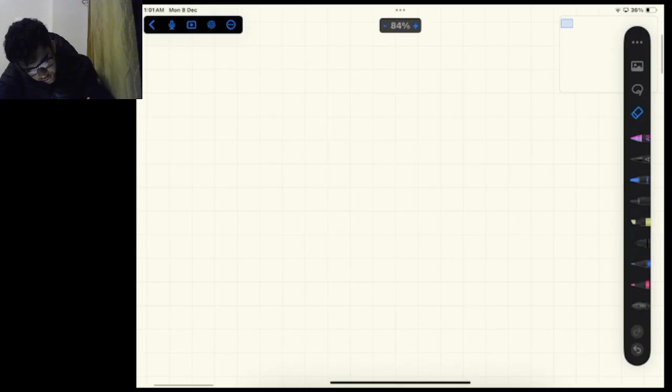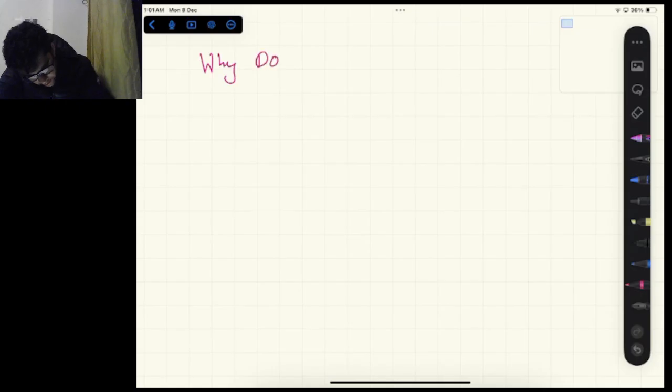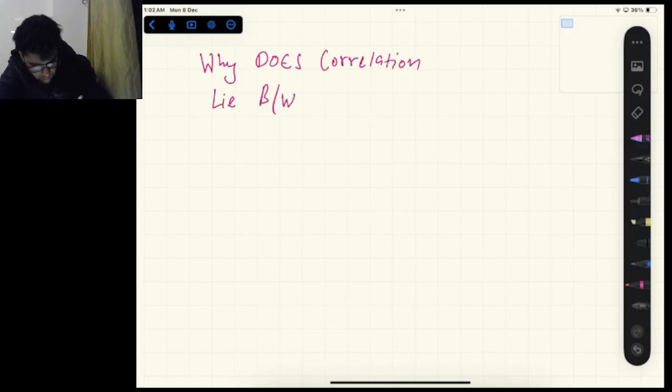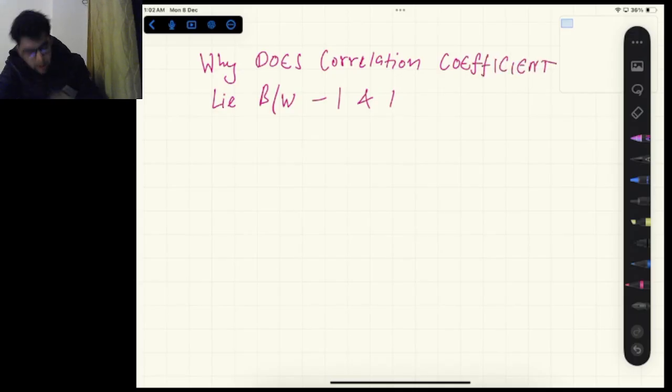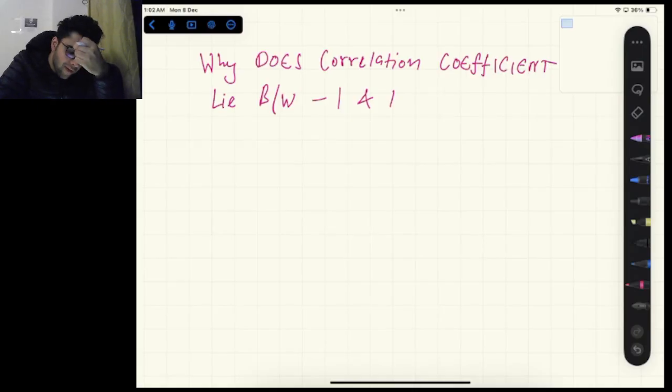The question in front of us in this video is why does correlation lie between -1 and 1? Why does the correlation coefficient lie between -1 and 1? So I'm going to show you a proof. This proof is not very tough to grasp. So once you learn this proof, you will have an intuitive understanding of why correlation lies between -1 and 1, right?